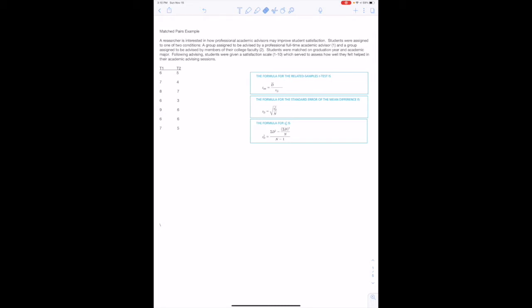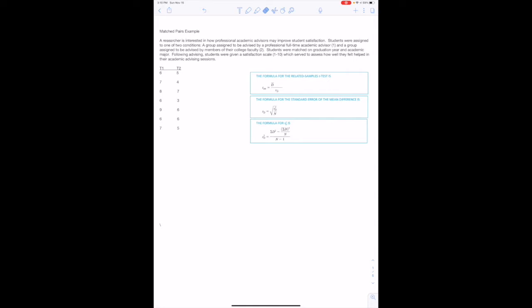Students were matched on graduation year and academic major, that's why it's called a matched pairs example. Following advising, students were given a satisfaction scale from 1 to 10, which served to assess how well they felt helped in their academic advising sessions. You have the group data below.